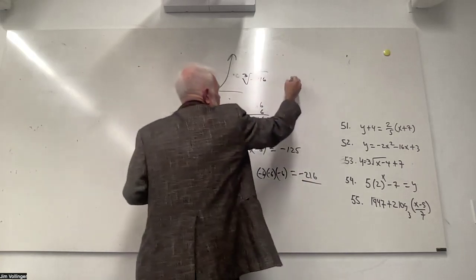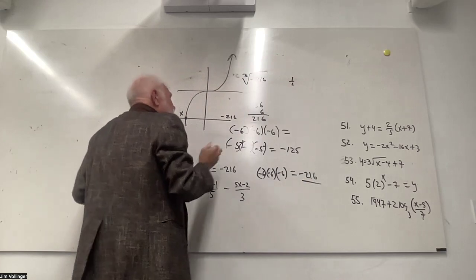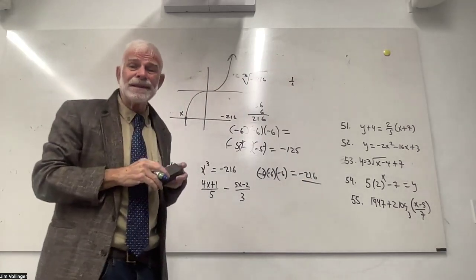So if you wrote the cube root of -216, you're not wrong. Okay, so I give you a little credit. I give you a little half a point. Okay, but I was hoping that you'd take some time to think about it a little more deeply.